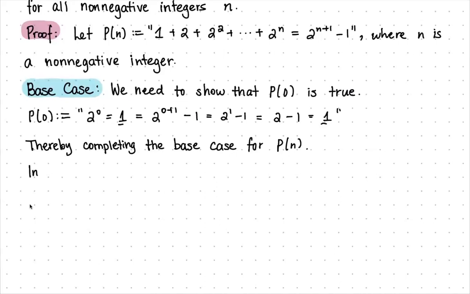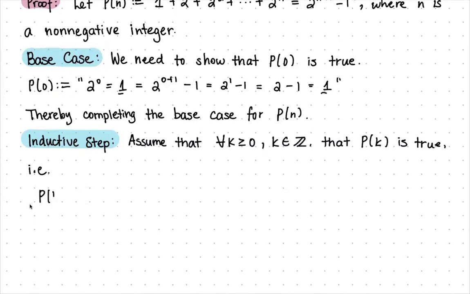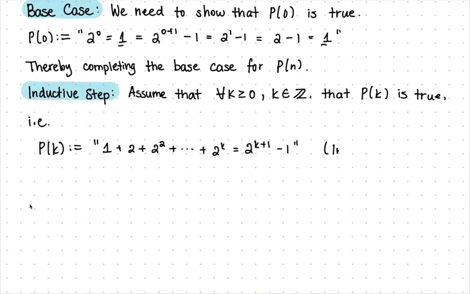Now we need to prove the inductive step. So the inductive step says we assume that for all integers k greater than or equal to 0, P of k is true. That is, 1 plus 2, 2 squared, all the way to 2 to the k is equal to 2 to the k plus 1 minus 1. So that's what we're assuming. This is our inductive hypothesis.